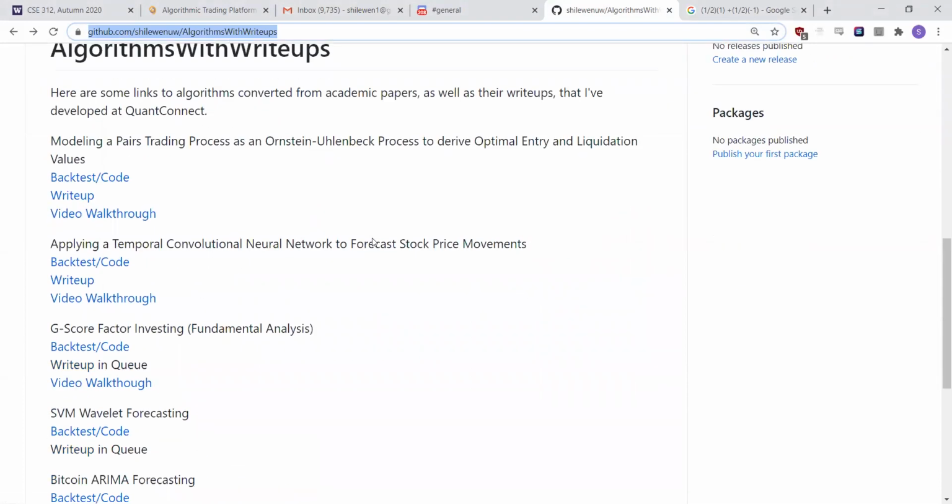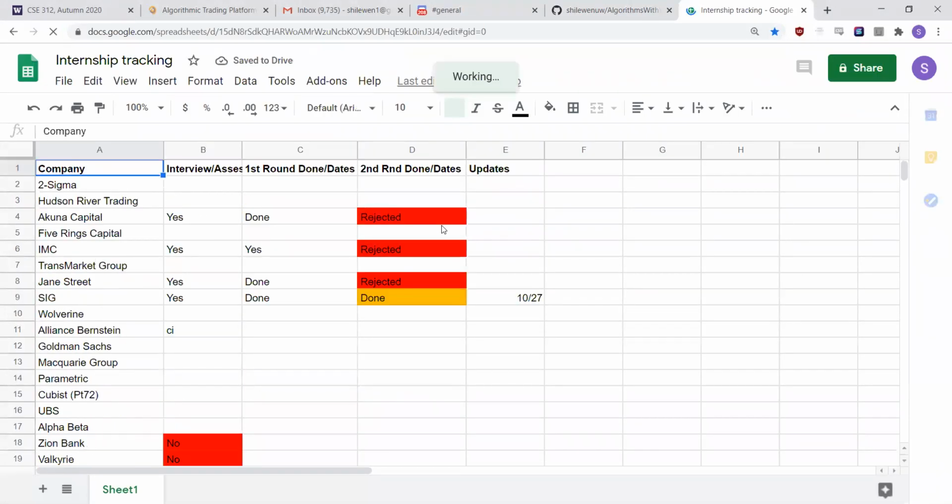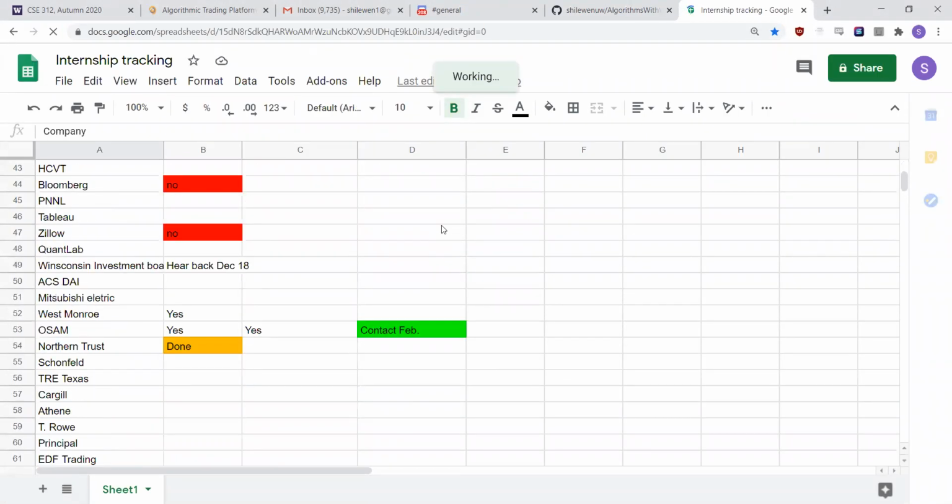Okay, so it's a bunch of that, but they make it a little more complicated. It's basically a lot of probability questions. It's really hard to get these interviews. Here, this is something cool. Let me show you guys my internship tracking. This is hard.